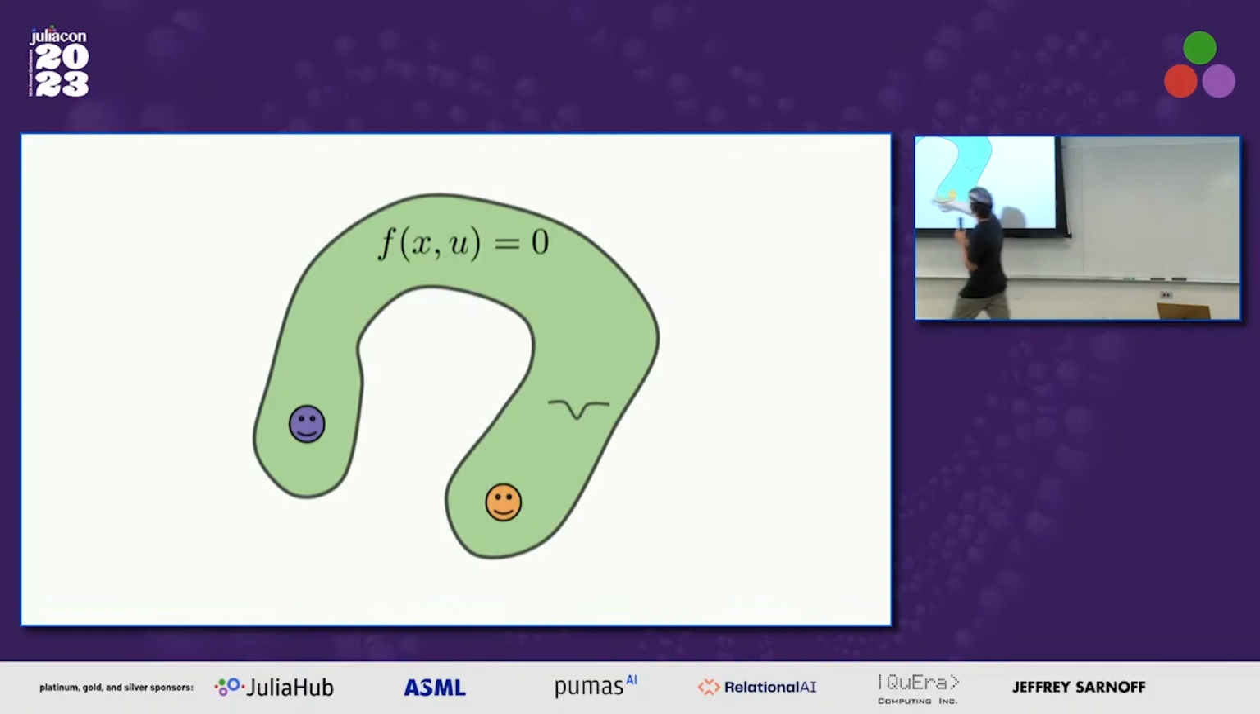So we're going to start in this purple smiley face, and we want to get here. And there's some local minimum that we imagine in between. An indirect method is going to take gradient descent steps inside of the constraint, inside of the feasibility manifold, and it might get stuck in a local minimum and might not converge.